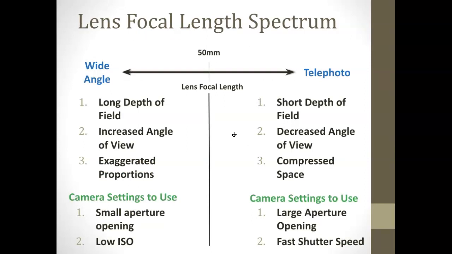Here's just a good slide that breaks everything down, so that way you can see suggested settings of wide angle versus telephoto, and even that millimeter breakdown. So 50 millimeters is considered a normal lens, not wide or telephoto. And then if you go higher, you go towards telephoto. If you go lower, you go towards wide angle.